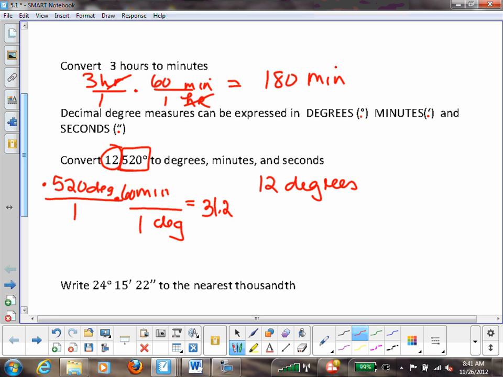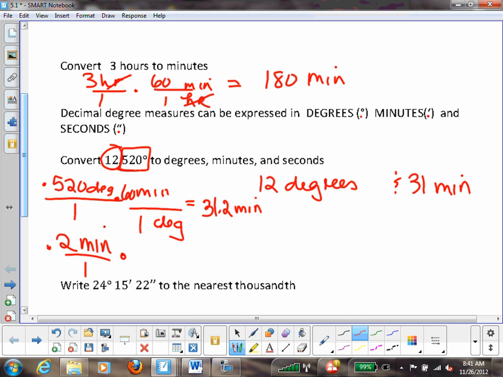31.2. This is in minutes, right? So I have 12 degrees, and how many minutes clearly do I have? 31. So now I have 31 minutes. What am I going to do with this 0.2? Turn it into seconds. Right, my decimal portion is what I'm converting. So I have 0.2, but now my 0.2 represents minutes as my unit that I've left in, right?